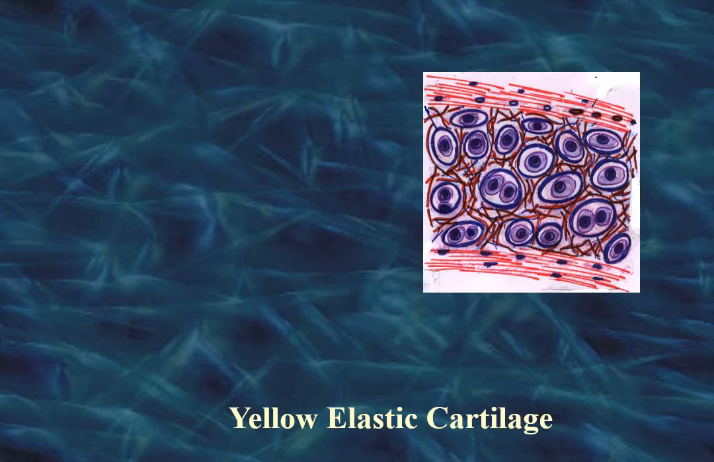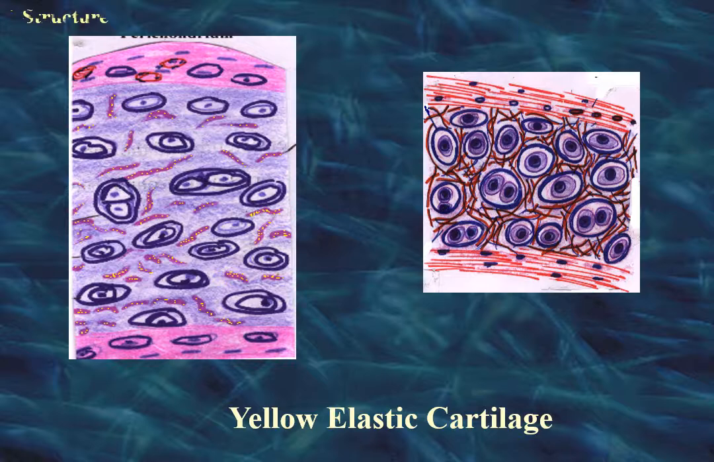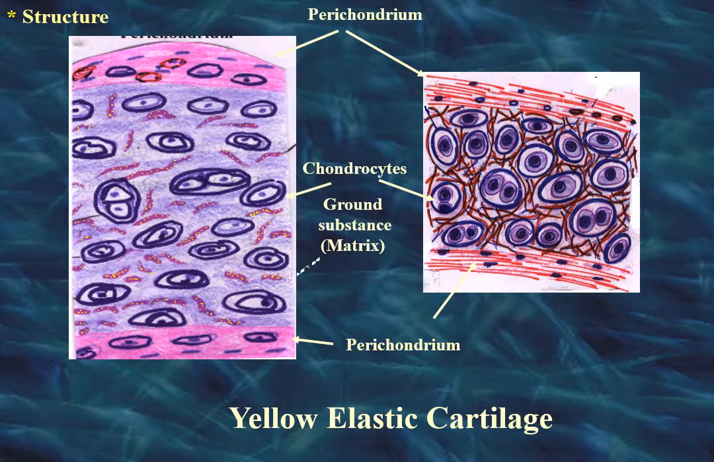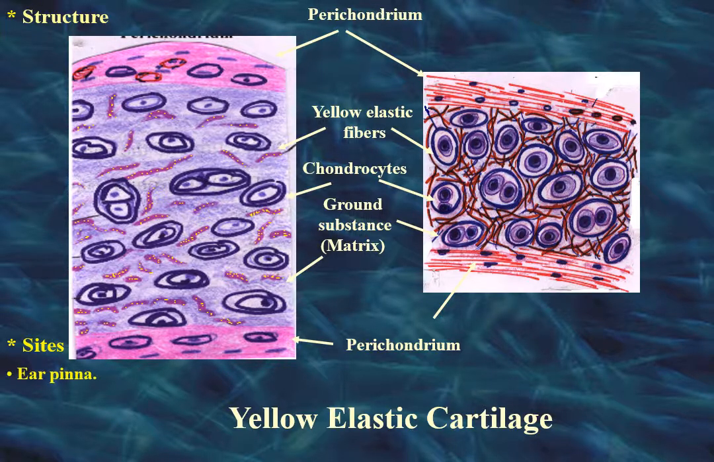Yellow elastic cartilage. Structure. Yellow elastic cartilage is similar to hyaline cartilage, having perichondrium cells, but the matrix contains, besides the usual composition, abundant yellow elastic fibers. Sites. Yellow elastic cartilage is found in ear pinna, external auditory meatus, Eustachian tube, and epiglottis.